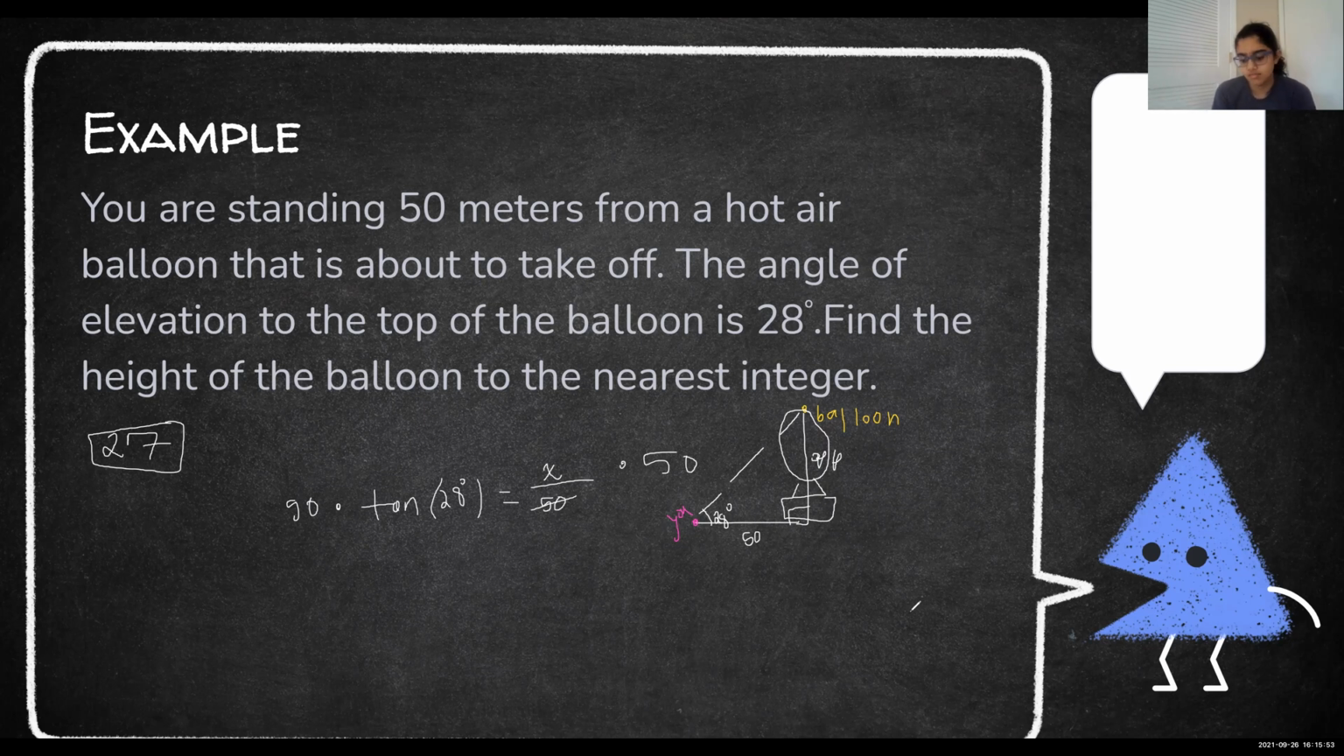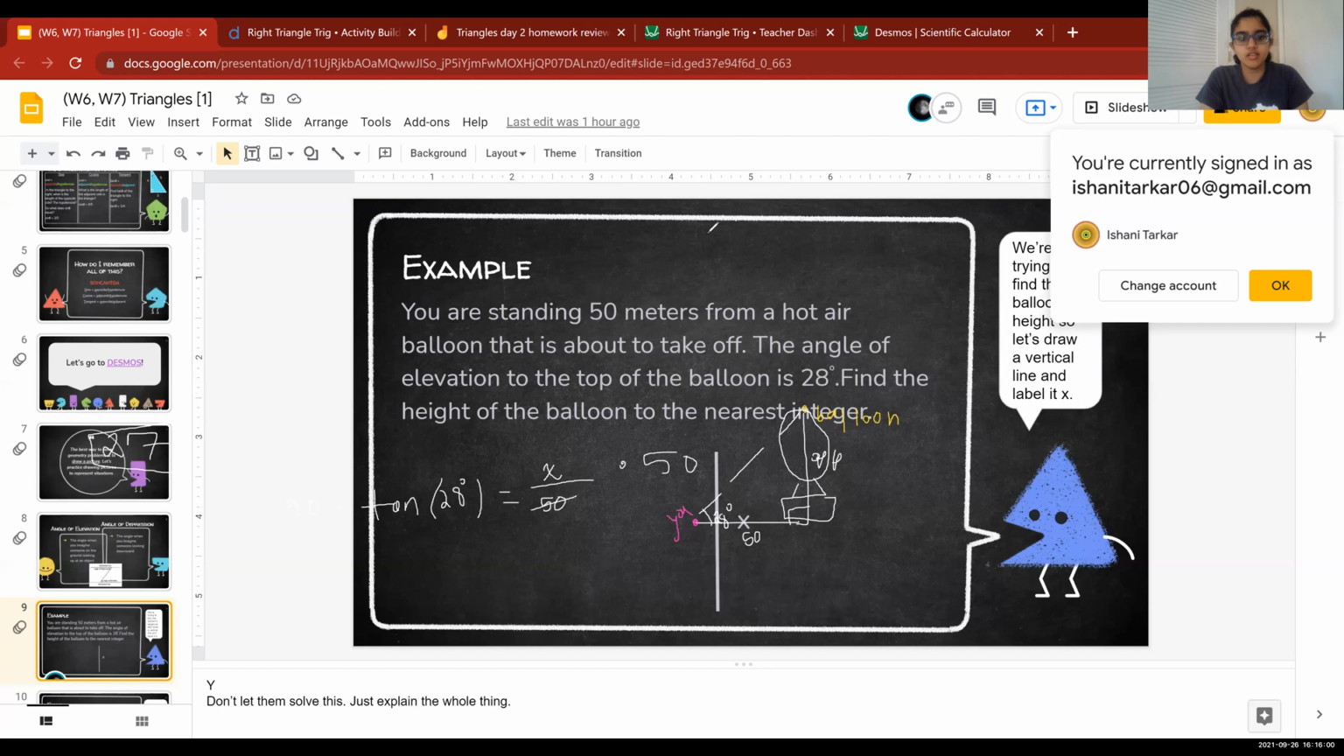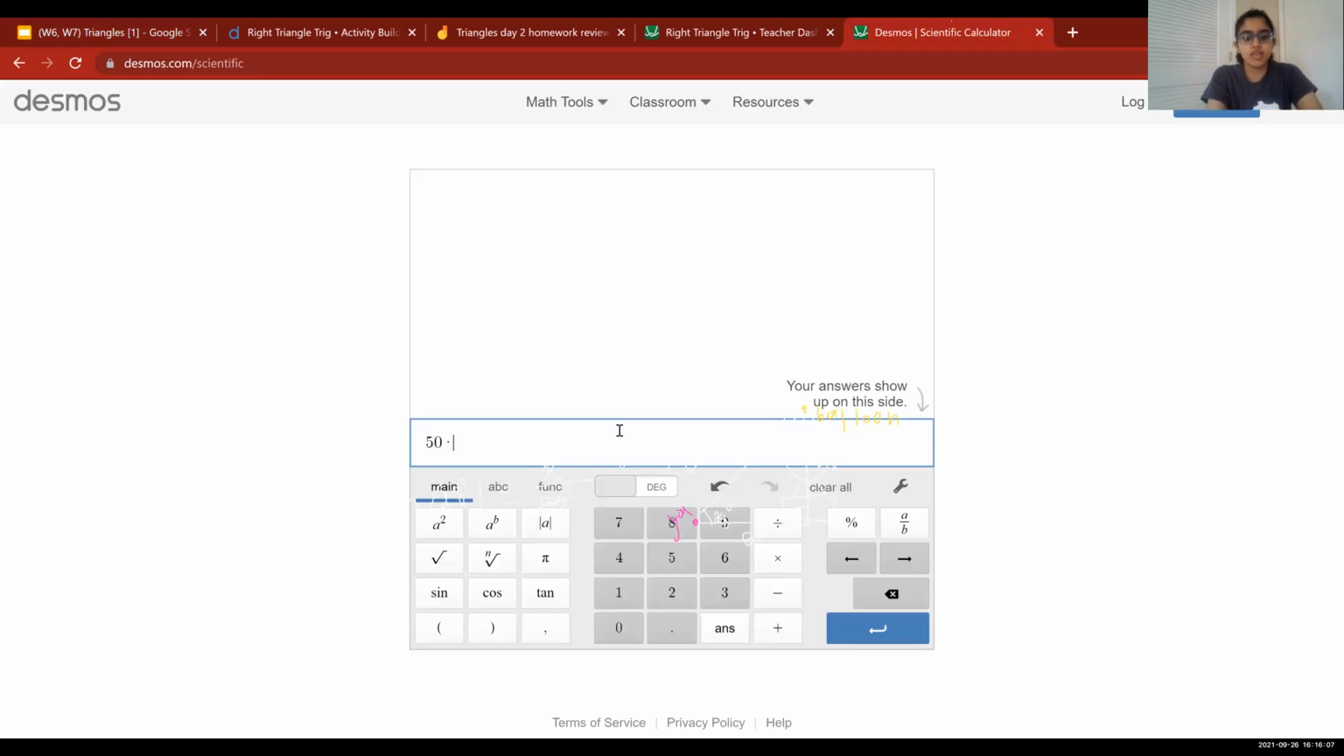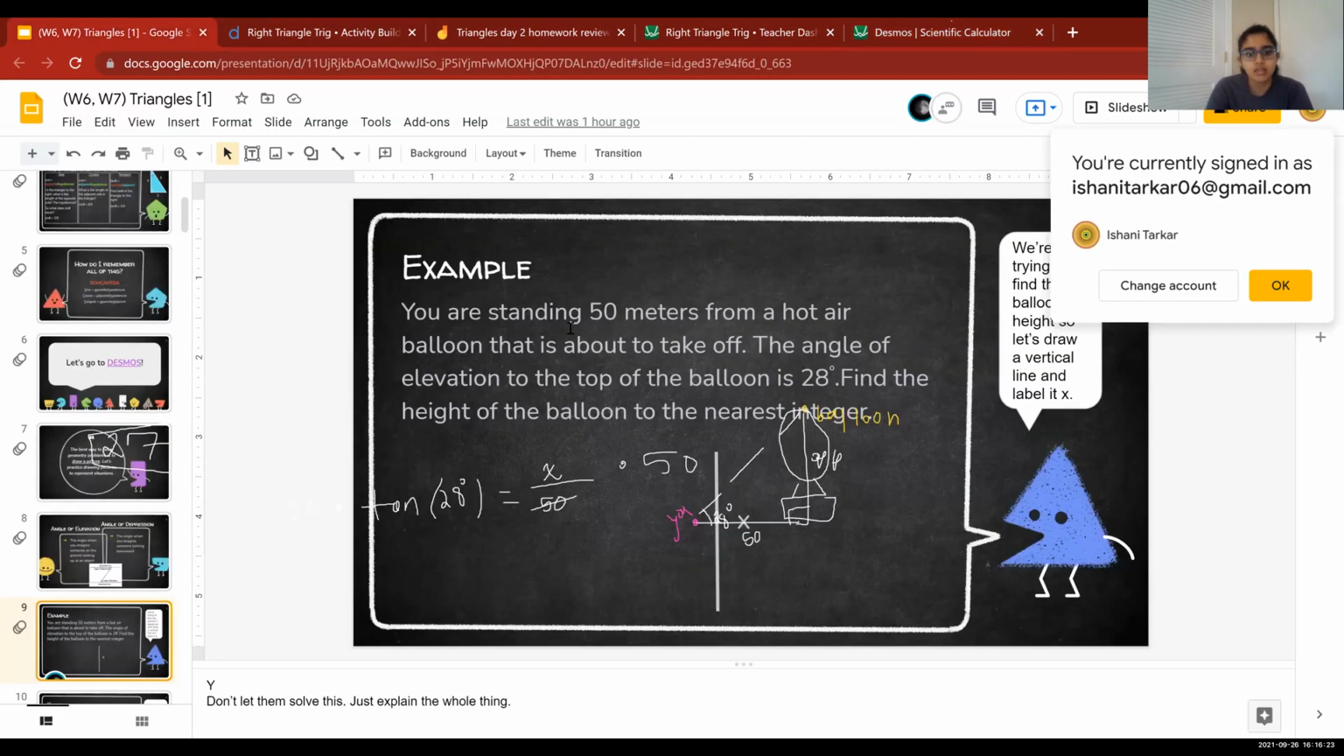So 50 times tangent of 28, we all get that. What you would just do is 50 times tangent of 28. You're just using your calculator at this point. You're not actually doing anything else. So it's 26.5854, and that rounds to 27, which is how we get this value.